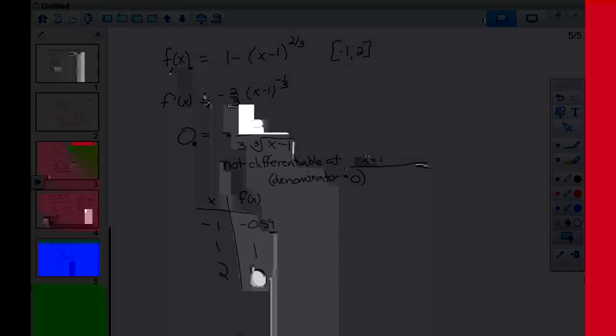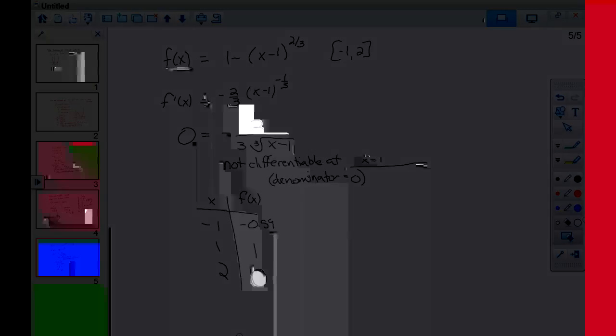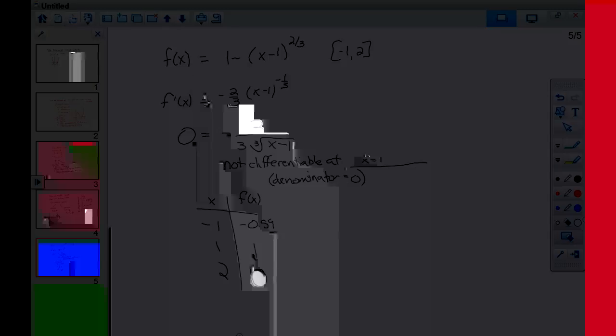Do this calculation. Minus 1 is 0. 1 minus 0 is 1. 2 minus 1 is 1. Any exponent of 1 is 1, so 1 minus 1 is 0. So you have your min and your max. It's the same process as before. You just have to deal with it being not differentiable here.